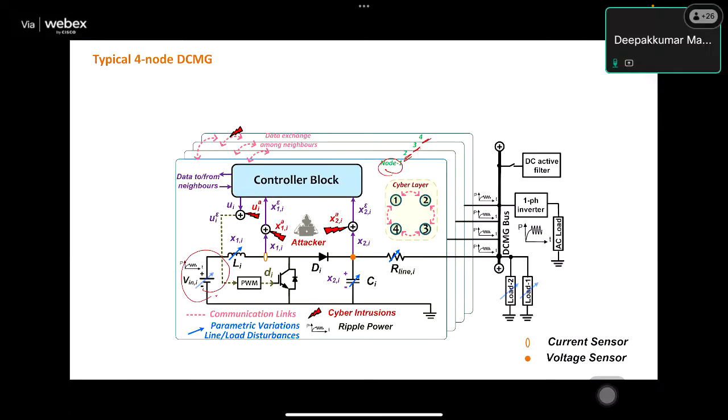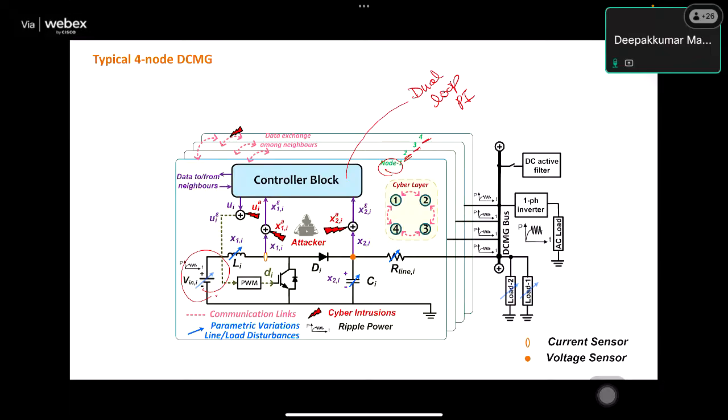The controller definitely gets information from the neighboring nodes because you have a primary and secondary layer. Even any dual loop PI controller requires a reference. You can produce the output of your desired value, but what is that desired value? That information comes from the neighboring nodes or neighboring agents. So this block is a typical dual loop PI controller, and it gets the information from the neighboring node.